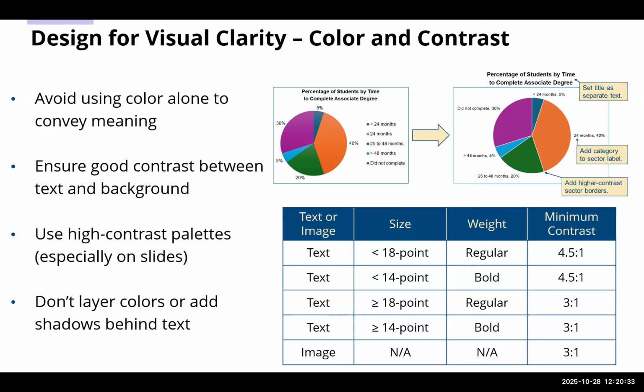If you look at the two pie charts on the slide, the one on the left relies only on colors to show the data, while the one on the right includes clear labels, high contrast borders, and simple annotations to make it easy to understand at a glance. So this shows how thoughtful use of color and contrast can take a design from confusing to clear and accessible for everyone. Next slide, please.